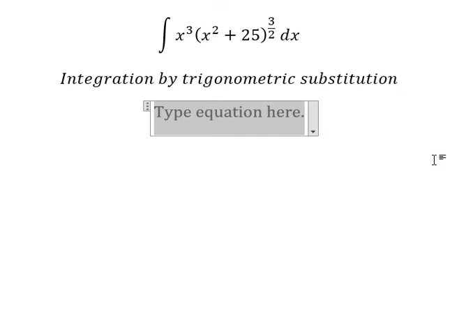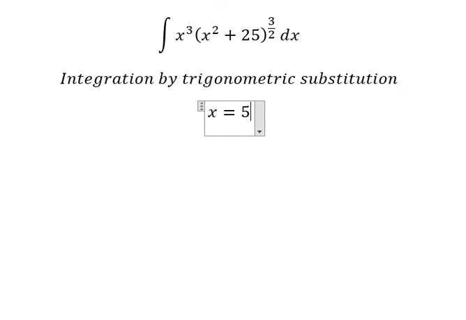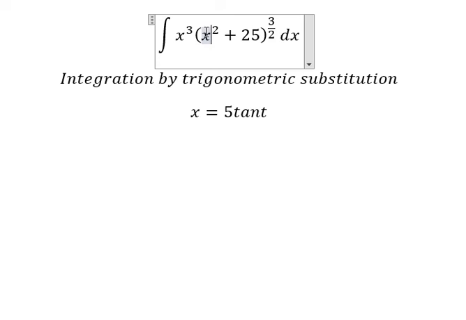So I will put x equals 5 tan t. Because if I put this one going here, you get 25 times tan t squared. Number 25, we can do factorization. Tan t squared plus 1, we change to secant of t squared, and later we simplify the power 3 over 2.